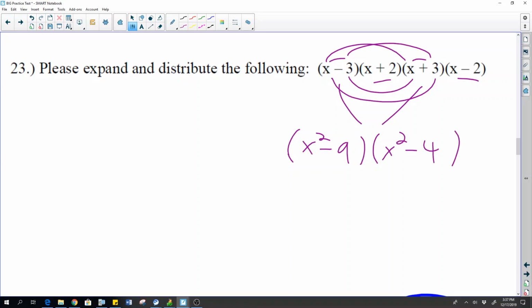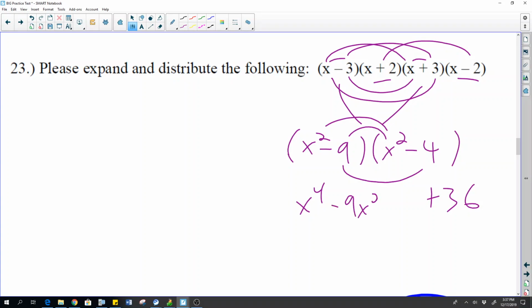So now we already multiplied those two together, and we get this far. And then you do have to multiply that out next. So x squared times x squared is x to the 4th power. Negative 9 times negative 9 is positive 36. And then we have negative 9 times x squared is a negative 9x squared. And then negative 4 times x squared is a negative 4x squared. And now we can combine those.